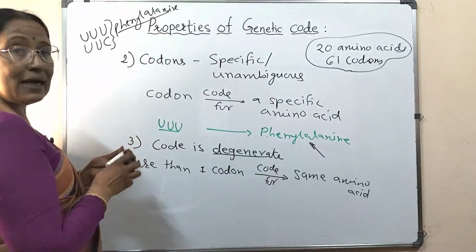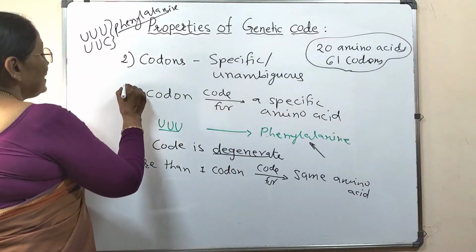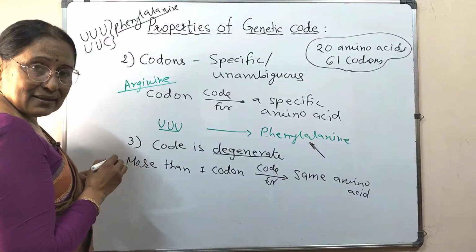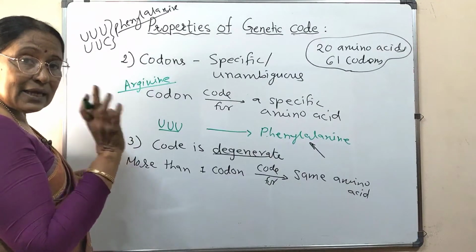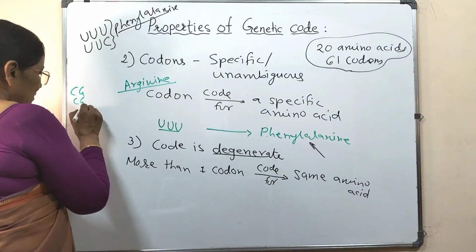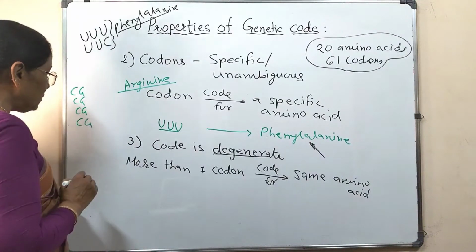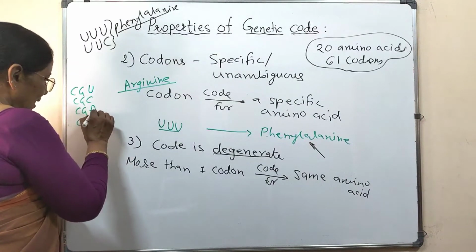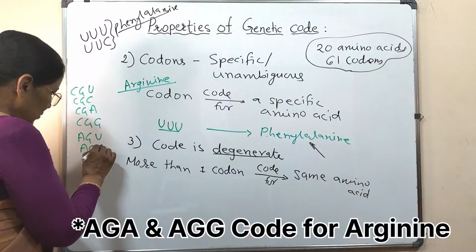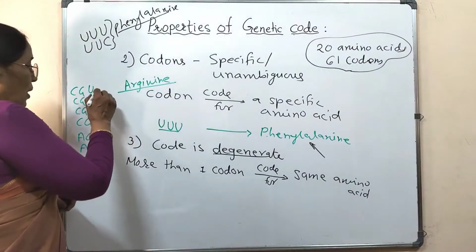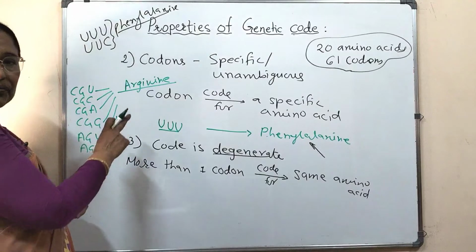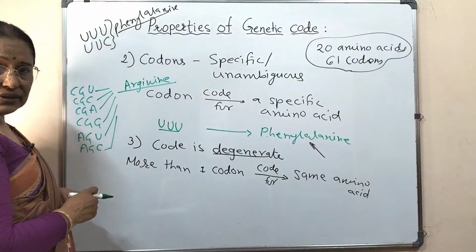Now let us take the example of arginine. This arginine is coded by 6 codons, 6 different types of codons. What are they? See, CG, written 4 times, then UCAG, then AG, AG, then U and C. All these 6, 1, 2, 3, 4, 5 and 6, code for the same one, that is arginine.